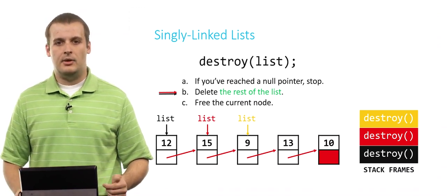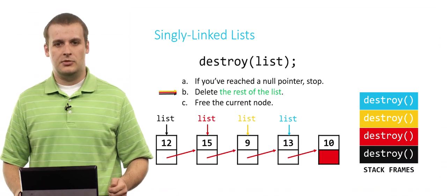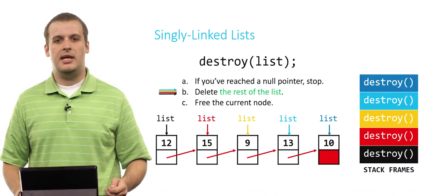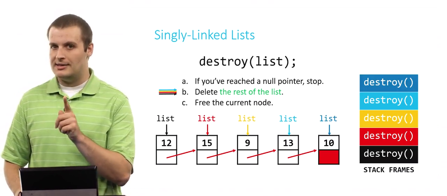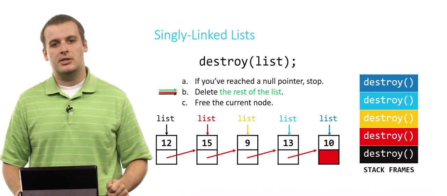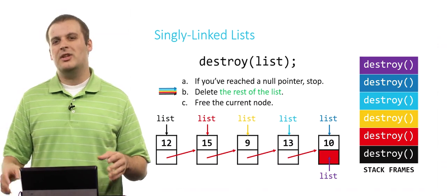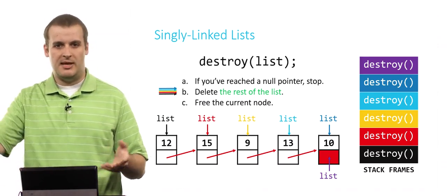Well, 9's going to say, well, I'm not a null pointer, so delete the rest of the list from here. And so try and destroy 13. 13 says, I'm not a null pointer. Same thing, it passes the buck. 10's not a null pointer. 10 contains a null pointer, but 10 is not itself a null pointer right now. And so it passes the buck too. And now list points there. If I had more space in the image, it would point to some random space that we don't know what it is.